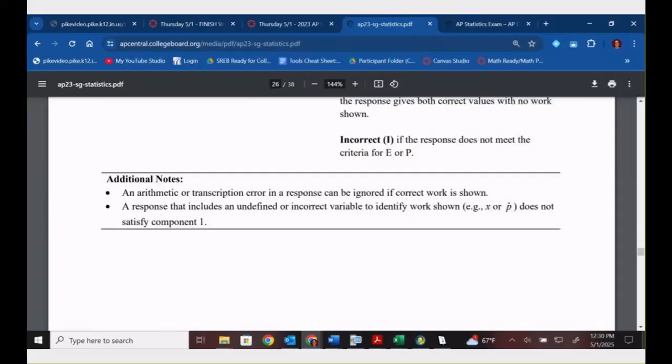Does anybody have any questions on scoring part B? If you got both components, give yourself an E. Only one of the 2 components or both right answers but no work shown would be a P. Anything else would be an I.